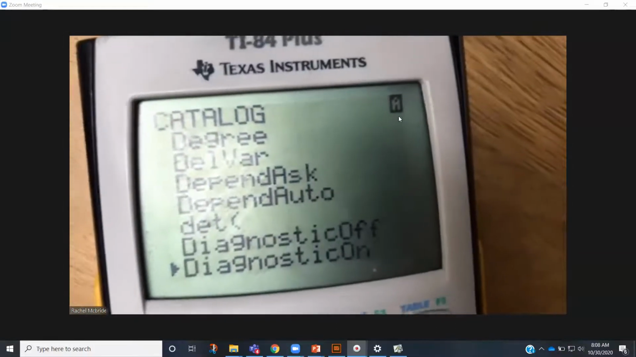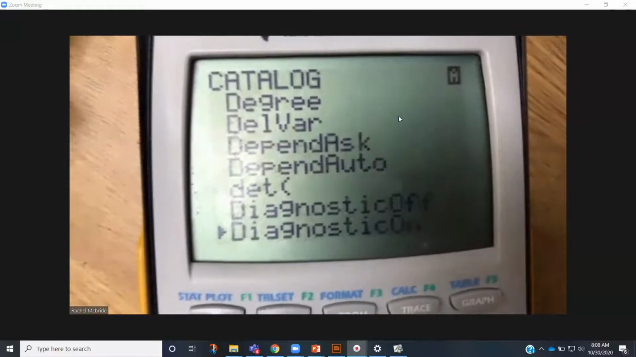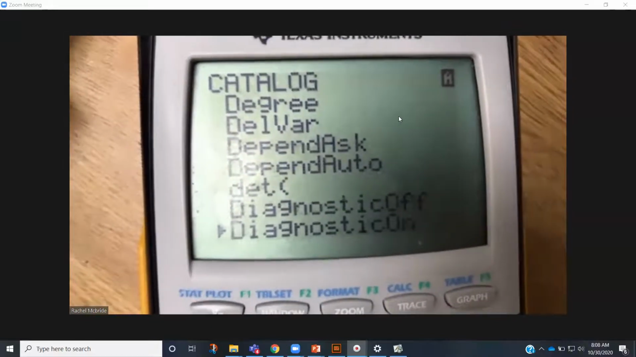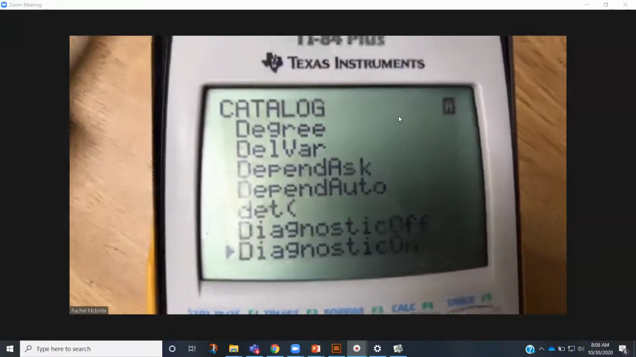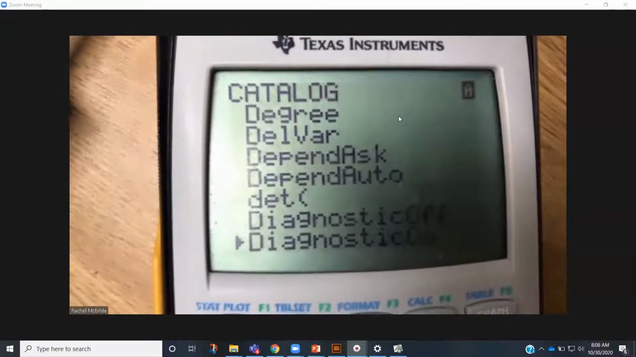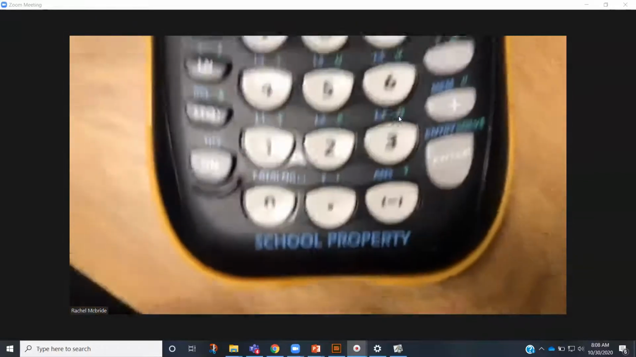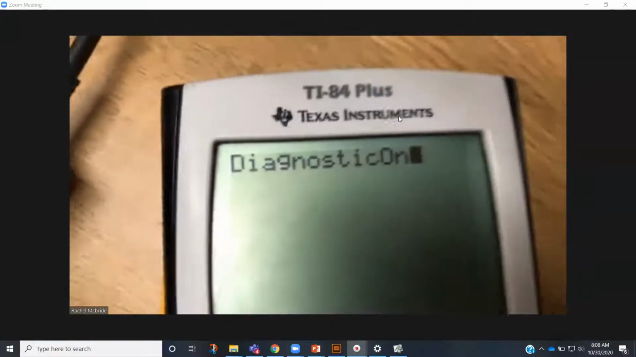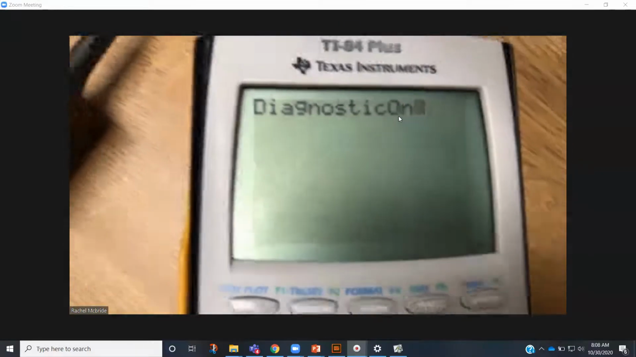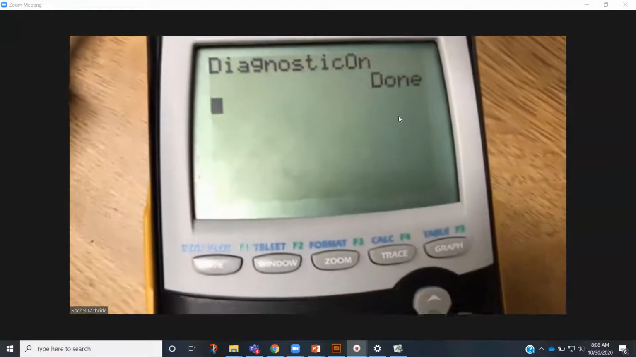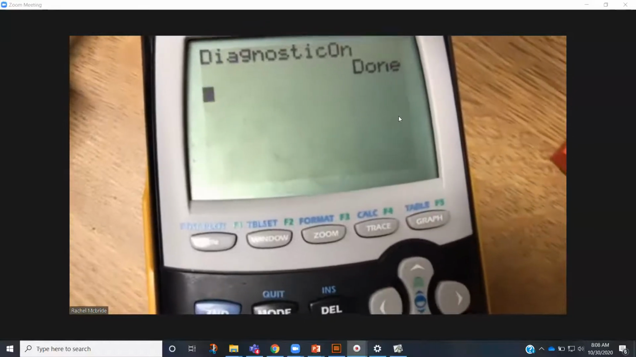And you'll see it says off and on. We need to turn the diagnostics on. So we're going to arrow all the way down to diagnostic on, and then you're going to hit the enter key on the bottom of your calculator. Then that should pop up at the top of your screen. You're going to hit enter. It's going to tell you done.